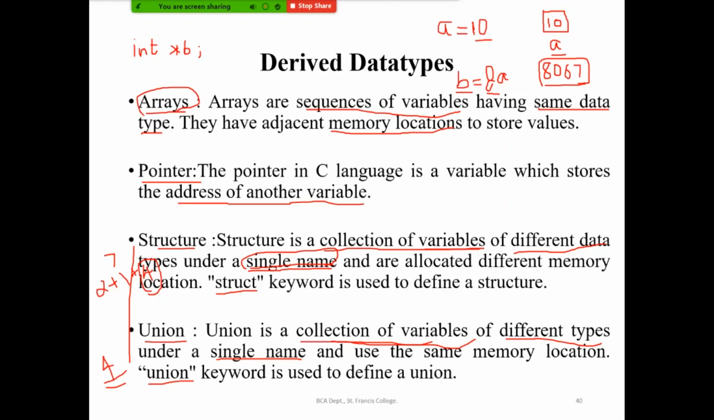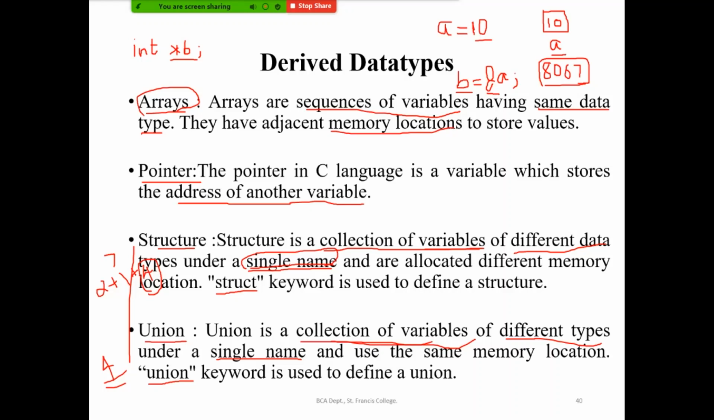Declaration of pointer variables and all, we will study later. But if you are declaring a pointer variable, listen here. This variable called b will be able to store the address of another variable. Here a is another variable which has the address 8067. In order to get the address of the variable a, we have to put one ampersand symbol before a. Got it? This and all I will explain later.